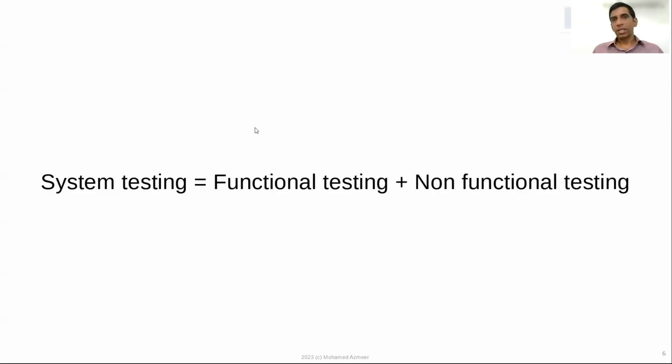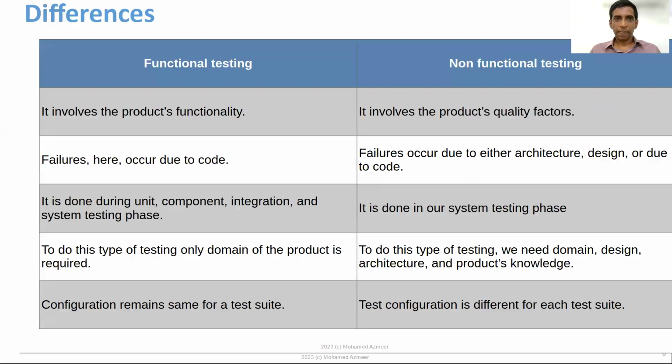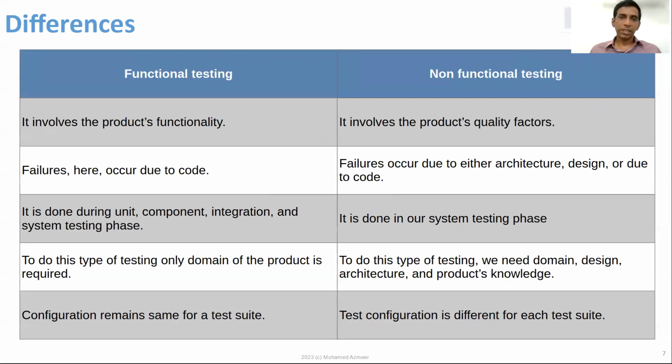Right. So in a nutshell, system testing is functional testing plus non-functional testing. Okay. Now we are looking at the functional testing so far. What is the difference between functional and non-functional? So the functional testing, as per this table, involves product's functionality. So let's say there is a function called report generation. So does it work? So that's the testing of functional testing.